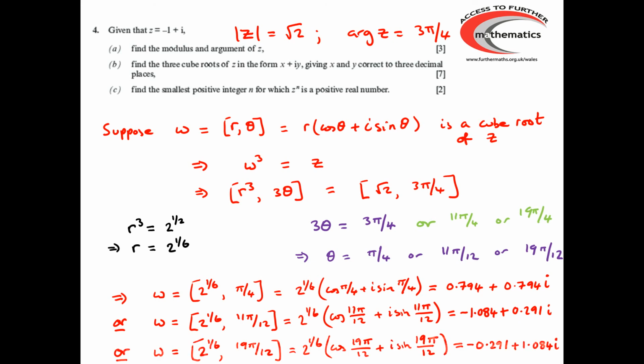Or finally, we could have w having a modulus of 2 to the 1/6 and an argument of 19 pi by 12, which gives me w equals minus 0.291 plus 1.084i.